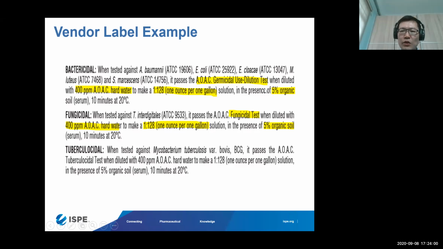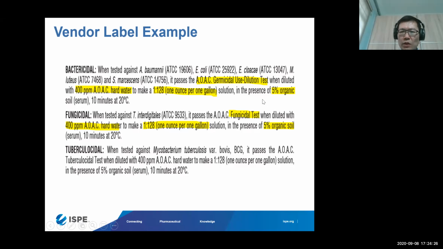AOAC germicidal use dilution test diluted with 400 ppm AOAC hard water. So this one is basically 0.04% hard water, which means it consists of calcium carbonate. So it's a worst case challenge. And then what is your use dilution? In this case, it is 1:128, 1 ounce per 1 US gallon solution.